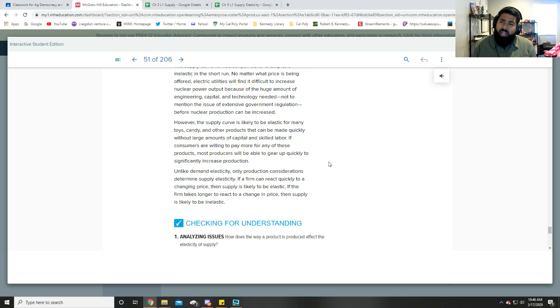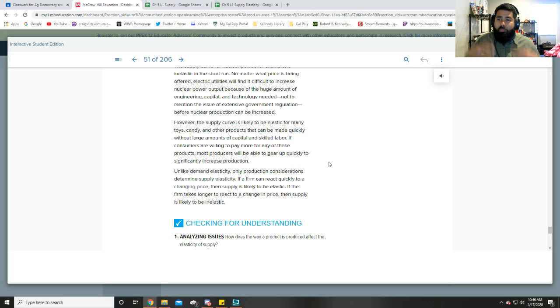So generally, products that are simple to make and quick to make tend to be elastic because you can produce a lot more, very quickly in response to a change in price. Something that would be inelastic, a product that would be inelastic, could be something like an iPhone, right?